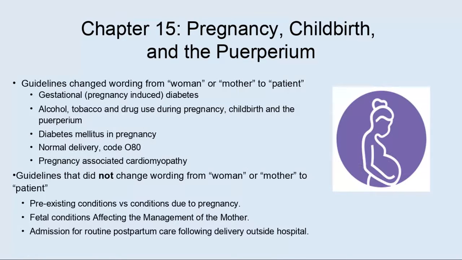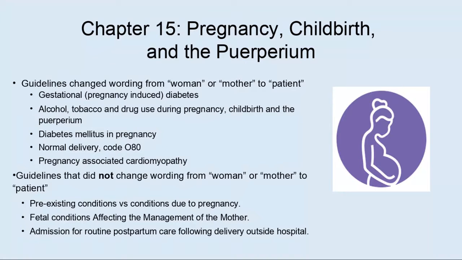It really doesn't affect coding, but it's interesting that some codes within the pregnancy chapter change the wording from woman or mother to patient. These changes were made in gestational diabetes, alcohol, tobacco, and drug use during pregnancy, childbirth, and puerperium, diabetes, normal delivery, and pregnancy. So these change the wording from woman or mother to patient. Now, obviously, the patient is a woman. They may or may not be a mother, and they're not a mother for this baby until the baby is born, but it's interesting that they made that change.